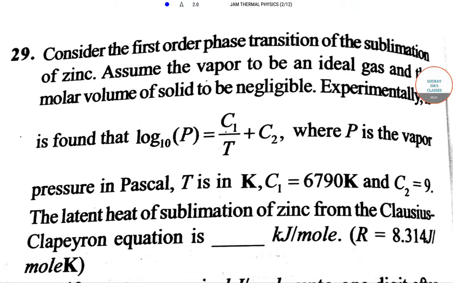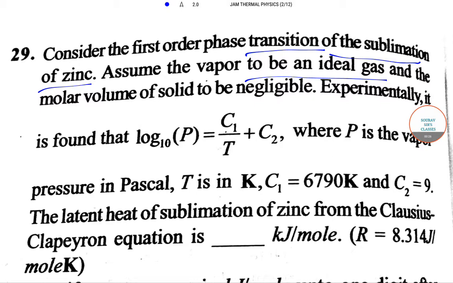Let's get started with the Thermal Physics JAM 2018 paper. Here in this question, consider the first order phase transition of the sublimation of zinc. Assume the vapor to be an ideal gas and the molar volume of solid to be negligible.